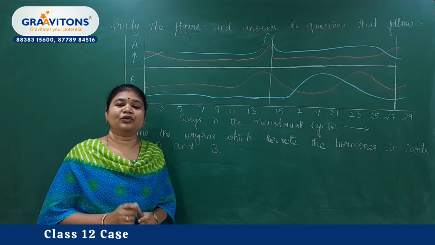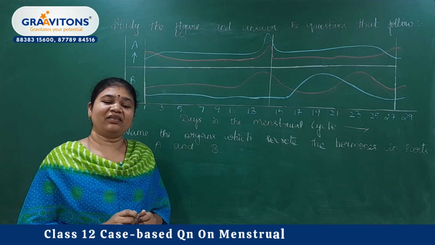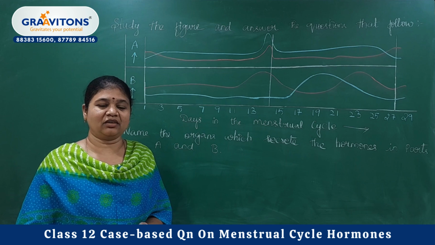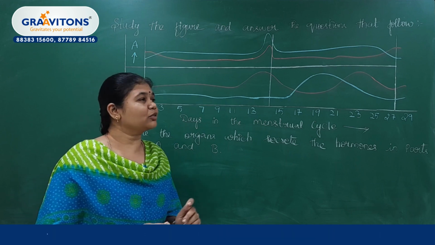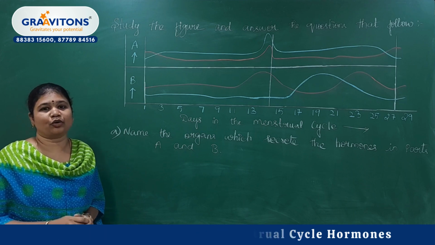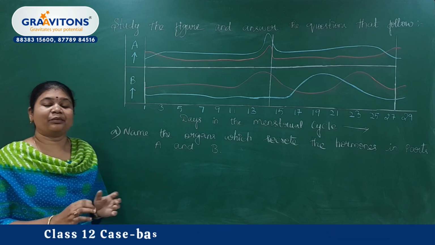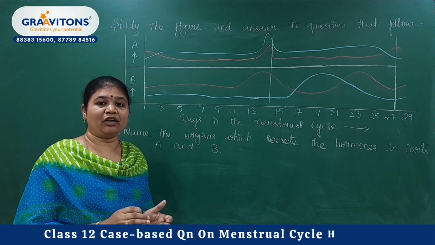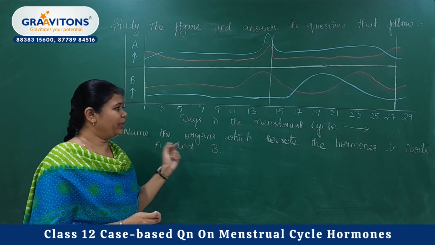Hi students, today we are going to solve a previous year case-based question on human reproduction chapter. The question goes like this: study the figure and answer the questions that follow. And the figure is the schematic representation of the level of different hormones during the menstrual cycle.